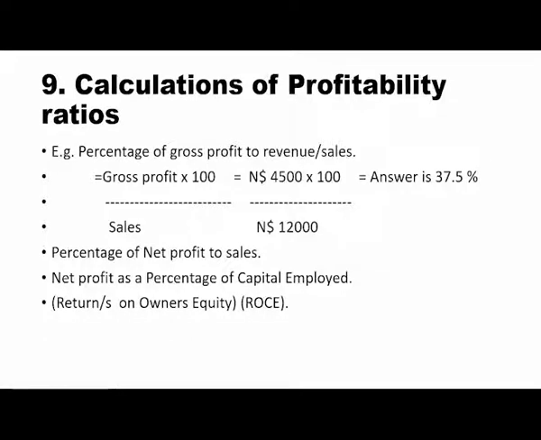The higher the percentage, the better the business is performing in terms of profit making. The lower the percentage, the worse the business is performing in terms of profit, or it is making a loss or no profit. So the higher the percentage, the better the business is performing, but the lower the percentage, the more the business is underperforming in terms of profit percentage.